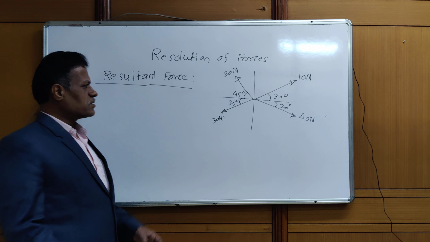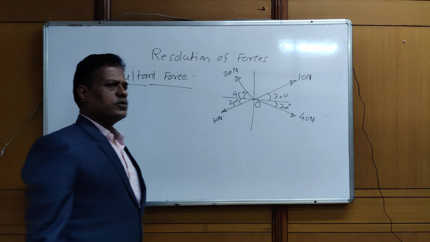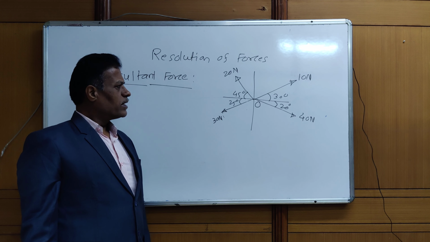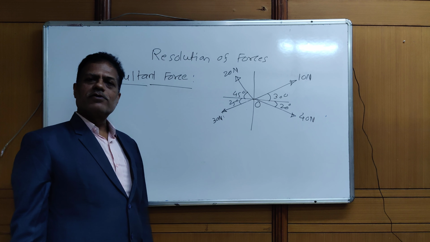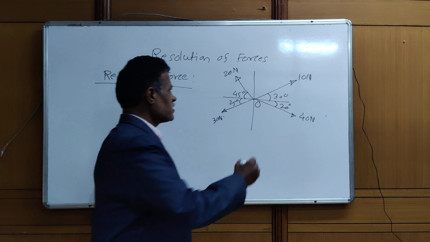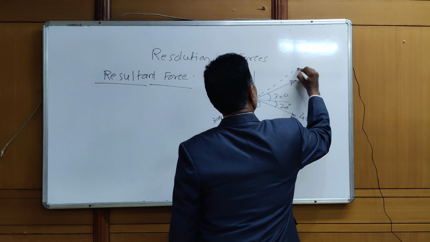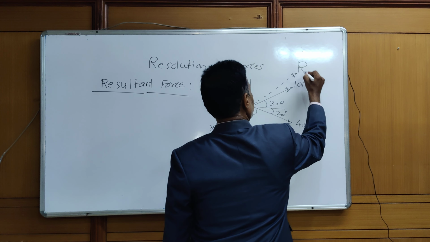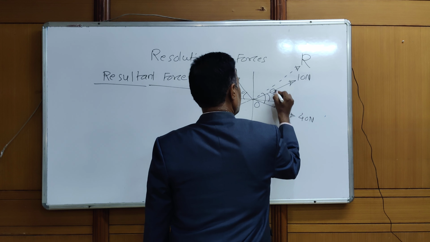So a number of forces acting on a particle O are given. So this is a concurrent force system. And now we can combine all these forces 10, 20, 30, 40 Newton to give a single force. And that single force is called a resultant force. It is denoted by this dotted line, say R. The angle made by the resultant with horizontal will be say theta.